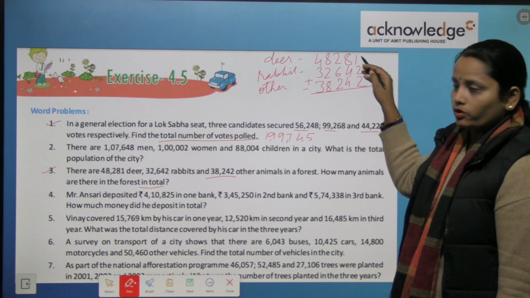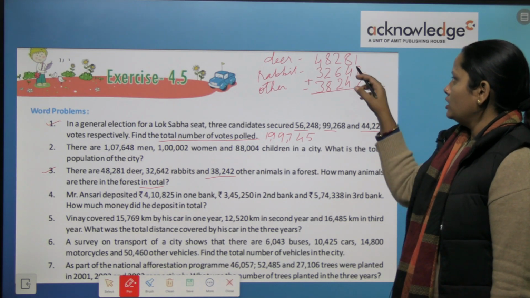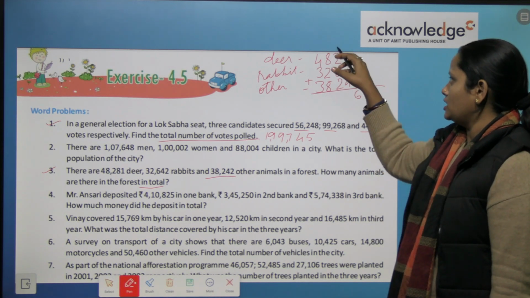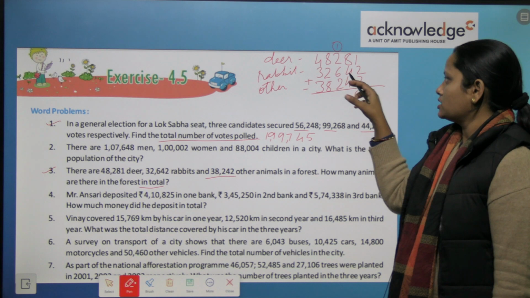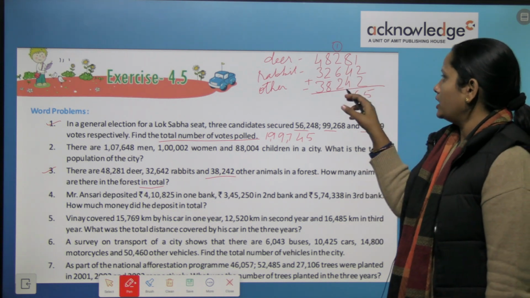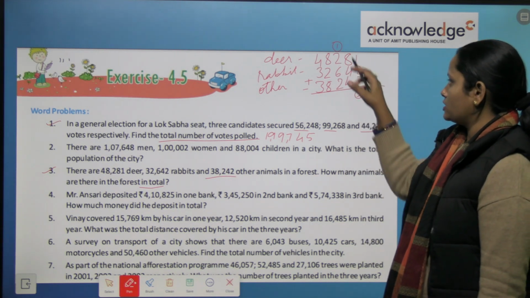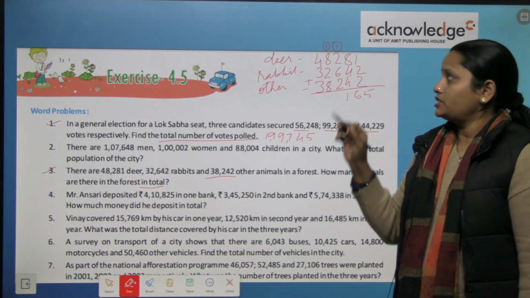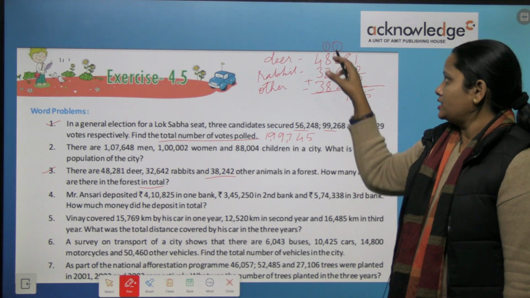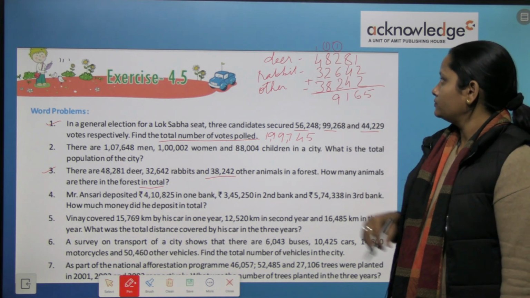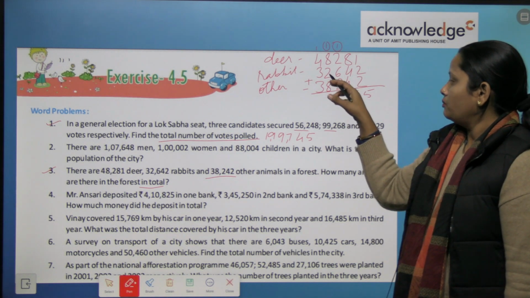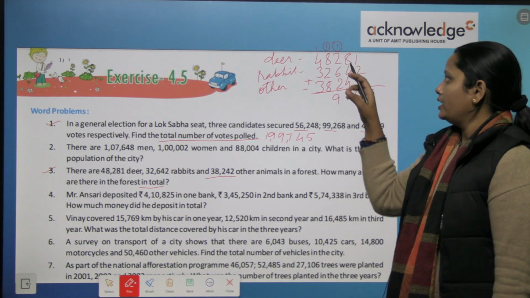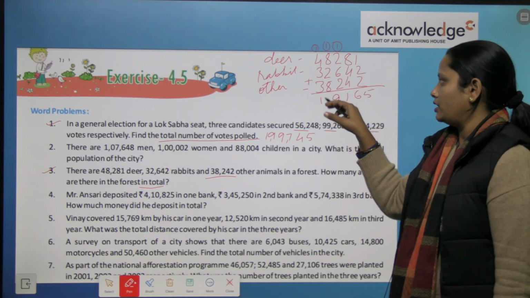So 2 plus 2 is 4, 4 plus 1 is 5. 4 plus 4 is 8 and 8 plus 8 is 16. Next, 6 plus 2 is 8 and 8 plus 2 is 10. 10 plus 1 is 11. Next, 8 plus 8, 16. 16, 17, 18 and 19. Next, 4 plus 3 is 7 and 7 plus 3 is 10. 10 plus 1 is 11.